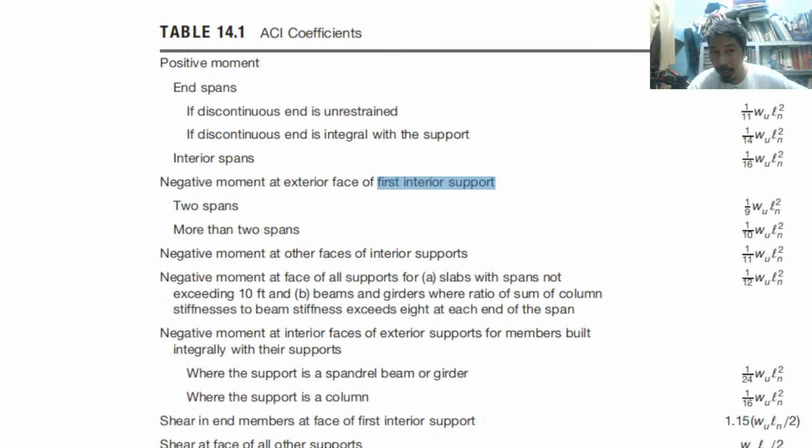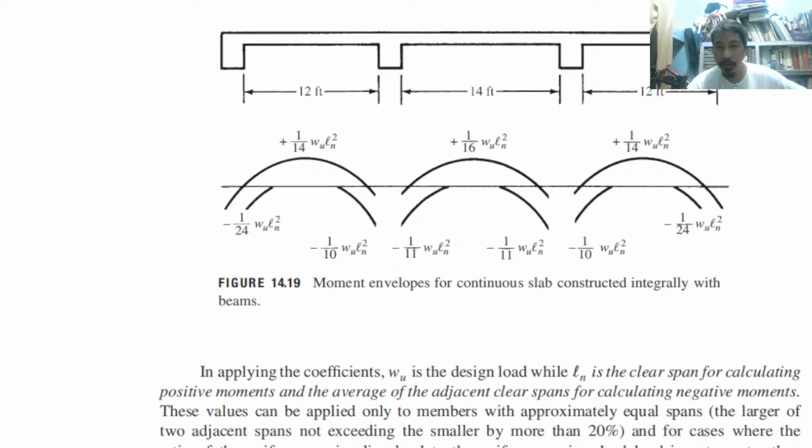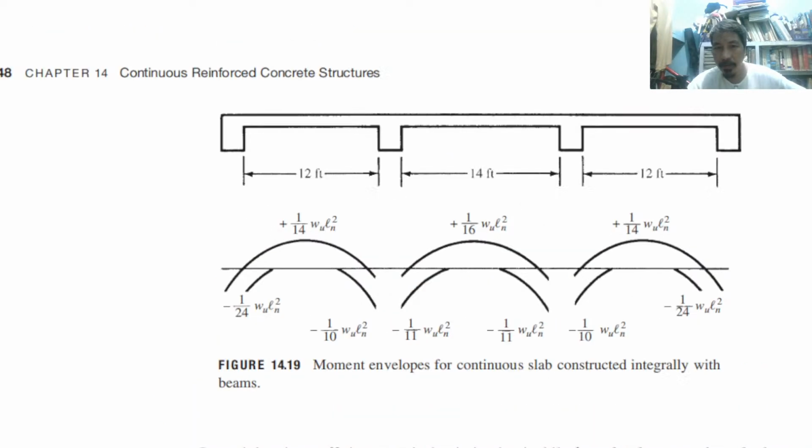Let's take a look at first interior support. Okay, this one. For example, 1, 2, 3, 4. There are 4 columns. Take for example that these are columns. Okay, columns. So this is the first interior support. Okay?